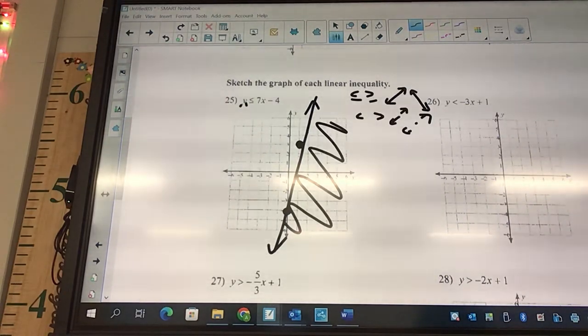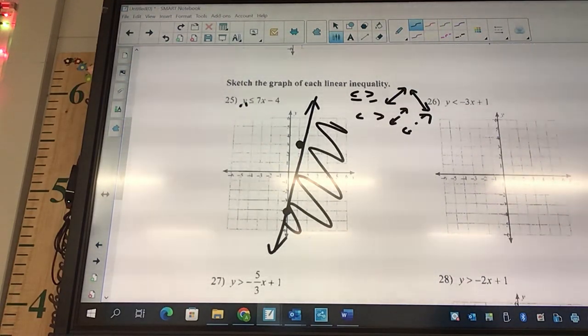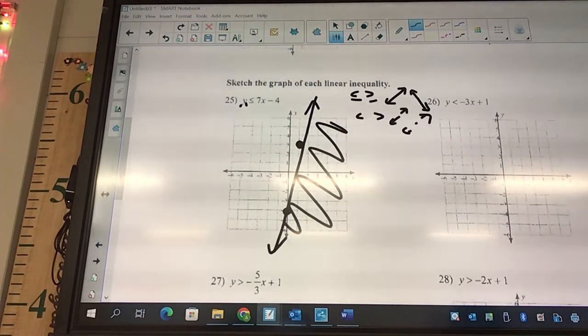Wait, so we can use notes on the final? You can, but they have to be your own notes on our own sheet of paper. Oh, okay. So I'm going to help you guys make a note sheet.